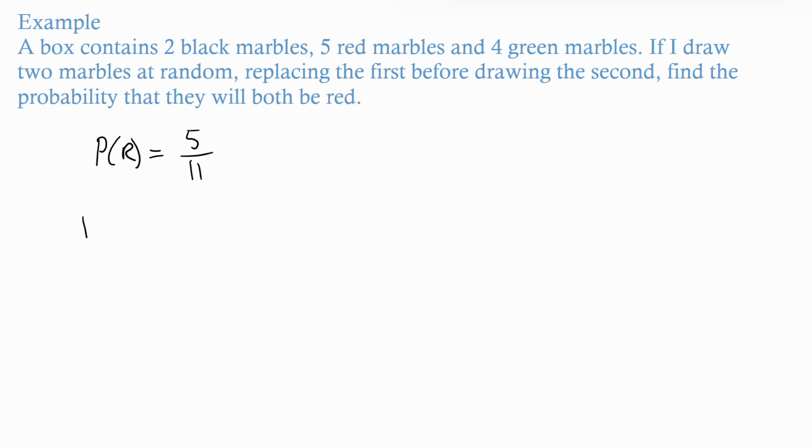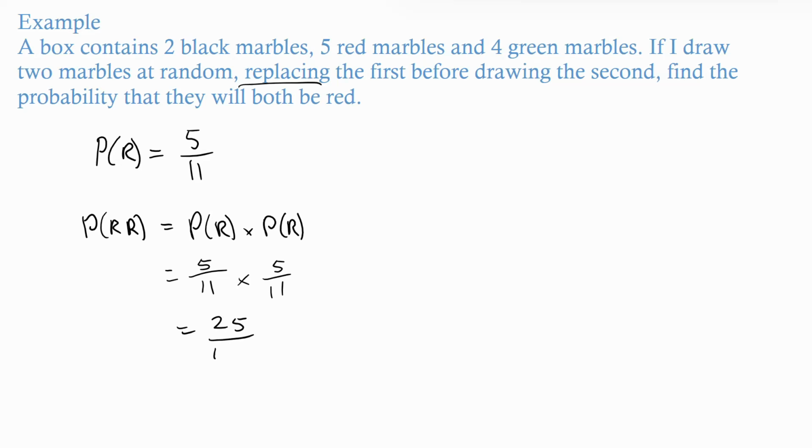So we want to find the probability of red, red. Because the question says it's replaced before the second one comes out, we know that it is independent. The probabilities aren't changing. So it's going to be the probability of red times the probability of red. Therefore, we have 5 over 11 times 5 over 11, and what we end up with is 25 over 121.